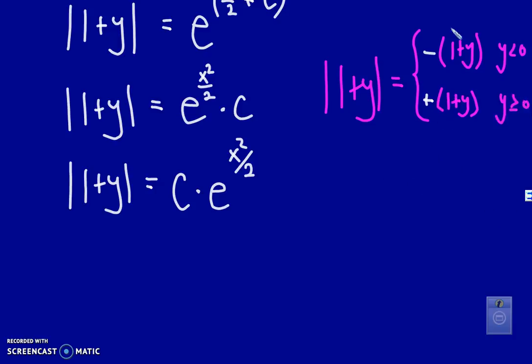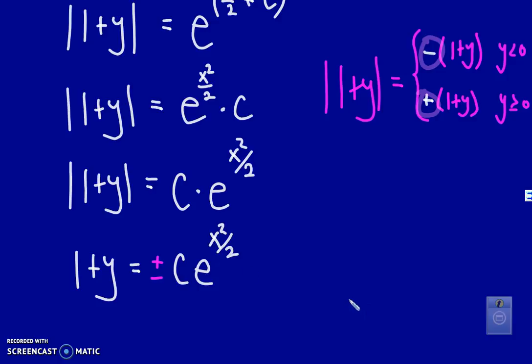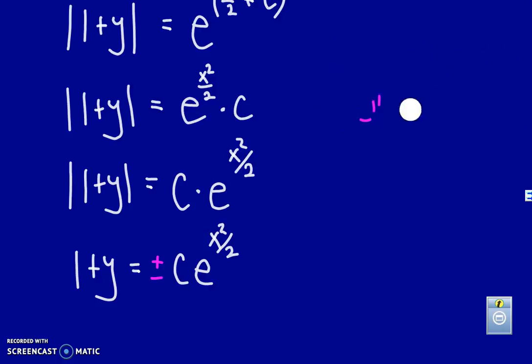So all you have to do is bring out this plus or minus to get rid of the absolute value bars here. So we have 1 plus y is equal to plus or minus c times e to the x squared over 2. Again, on the AP test, you can do it without explaining. I'm just refreshing your memory on this.